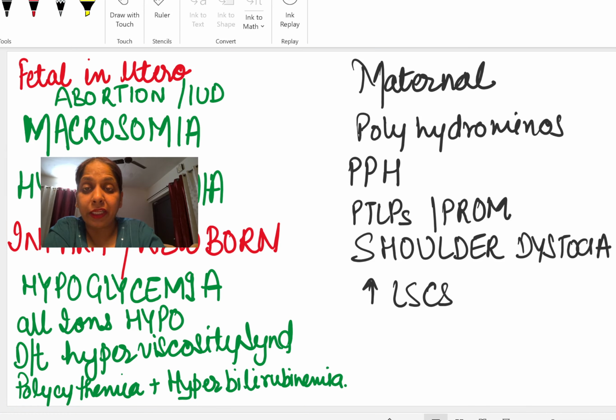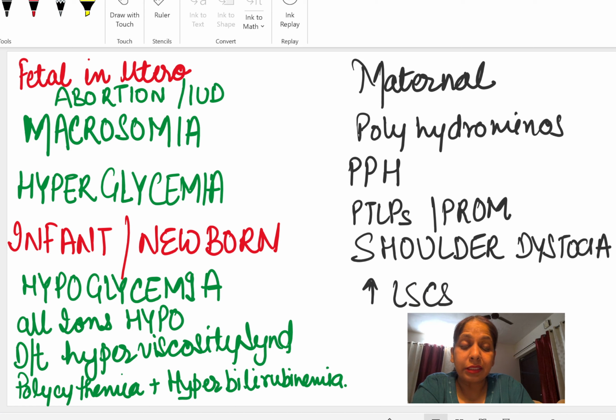So what are the complications which occur in the fetus in utero? When the fetus is in the uterus, what complications occur? First of all, I already explained to you that when the mother has hypoglycemia, then the fetus will also have hypoglycemia, so the fetus can abort or there can be IUD. Then macrosomia is there due to hyperglycemia in the fetus, as there is hyperglycemia in the mother. In the same way, there is hyperglycemia in the fetus, so macrosomia occurs.